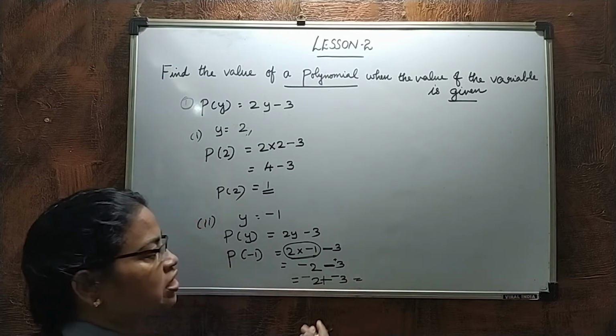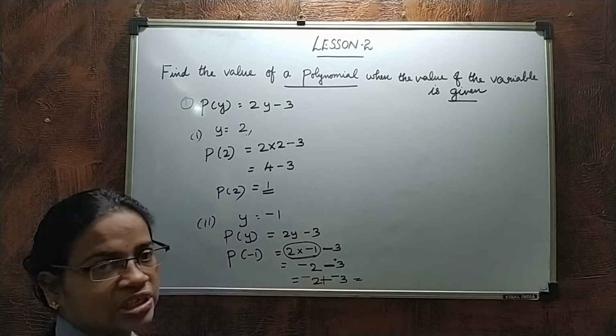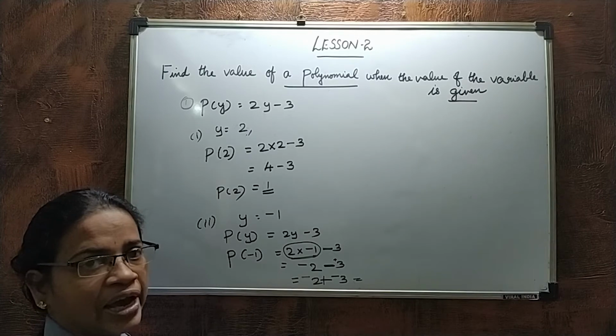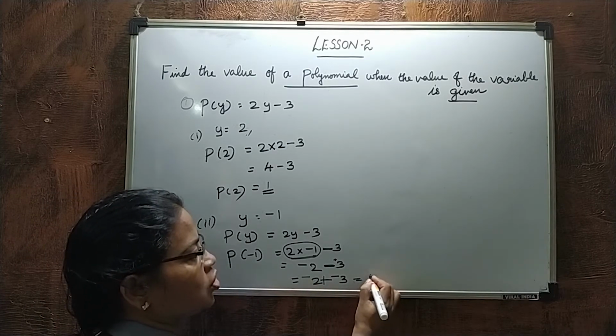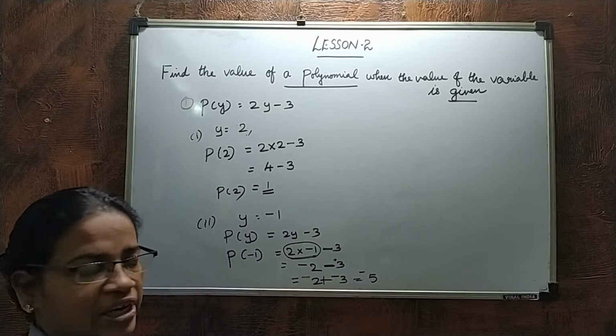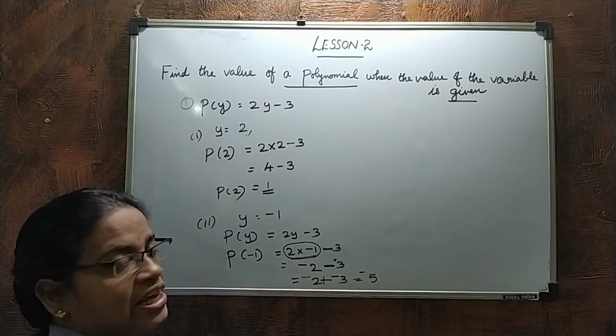Now, what is the next rule? Addition with the same sign. What do you have to do? Add and put the same sign. Add. So, it is 5. Put the negative sign. Clear? Put the same sign means here it is the negative sign.